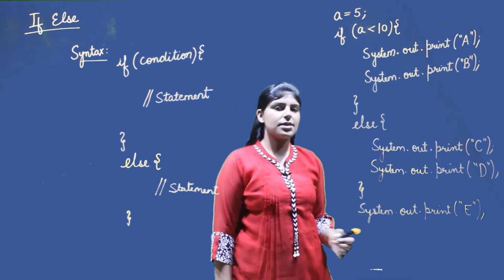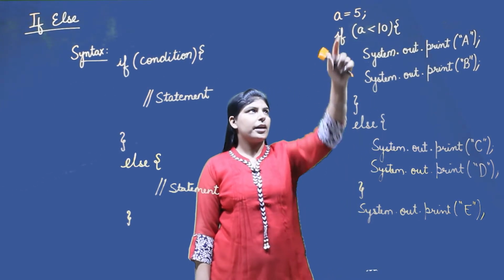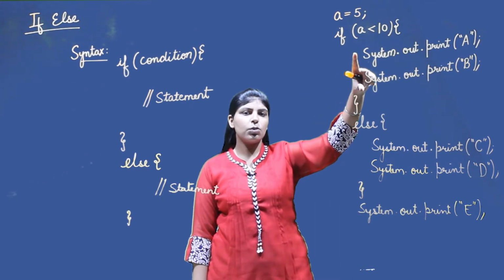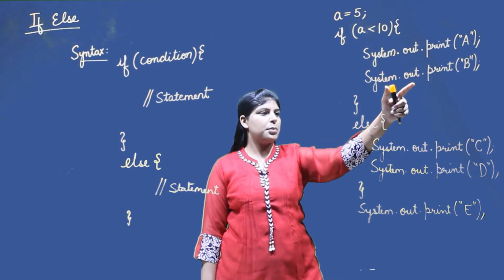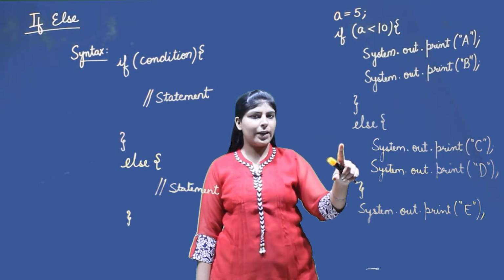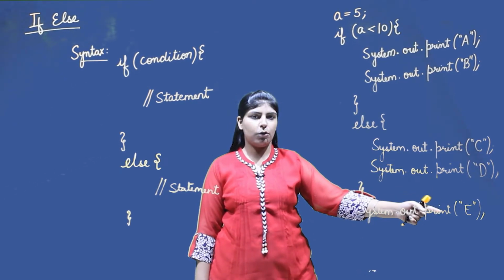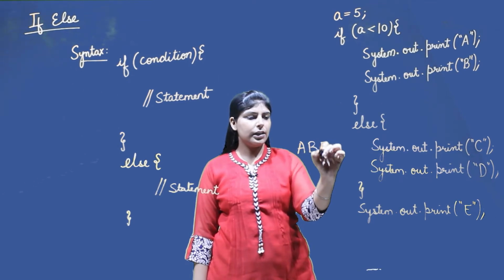Now let us see how this executes. First we will check this condition, a less than 10. A value is 5, 5 less than 10 becomes true. So we execute all the statements in the if block. So in the output we will have A, B. Now this whole else block will get skipped. The control comes here, so E will also be printed in the output. So in this case we will have the output as A, B and E.